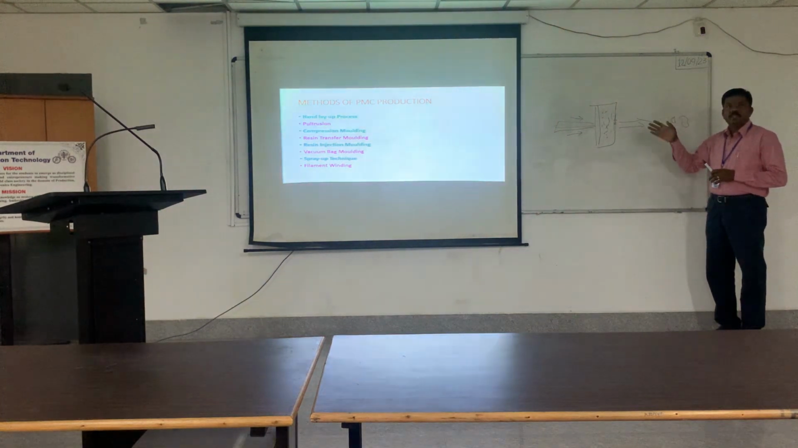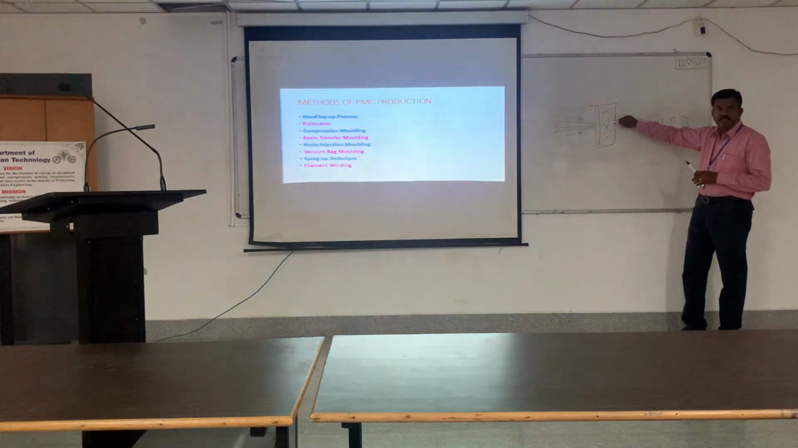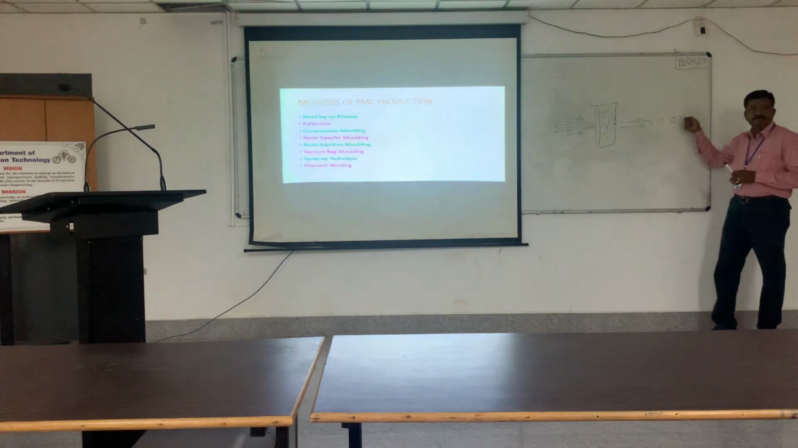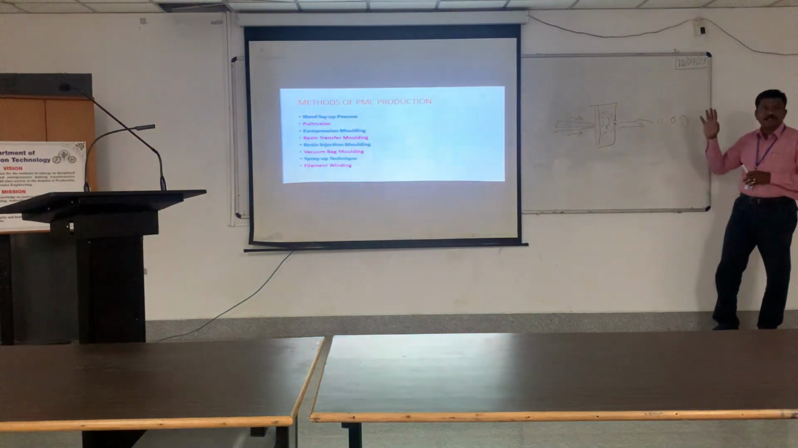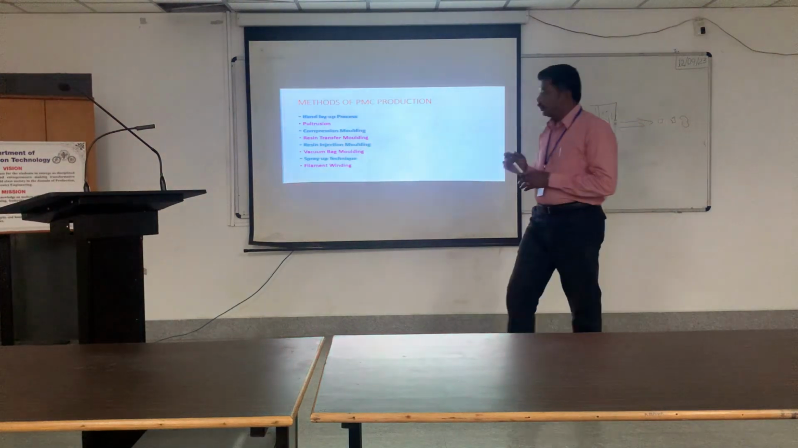Pulling the component out is called the pulling extrusion process. In the case of pulling extrusion, initially the material is made to come out. Then by holding this component, you pull it, and the job will come out. This is called pulling extrusion. That concept will be used in the case of the pultrusion process.